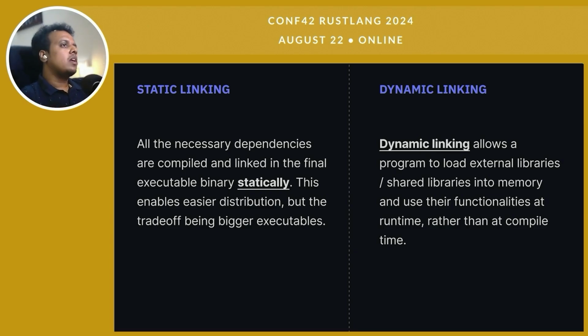Dynamic linking allows a program to load external libraries and shared dependencies into memory and use their functionalities at runtime rather than at compile time. If you use C and C++, they usually prefer dynamic linking, whereas with Rust, the more obvious preference is static linking.